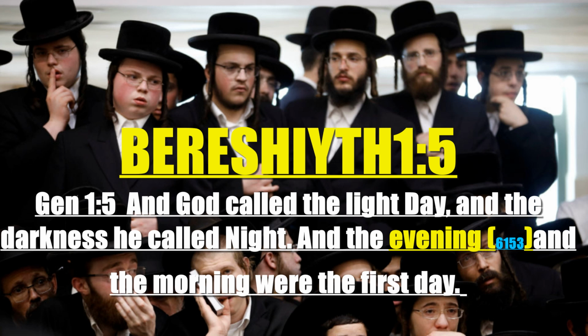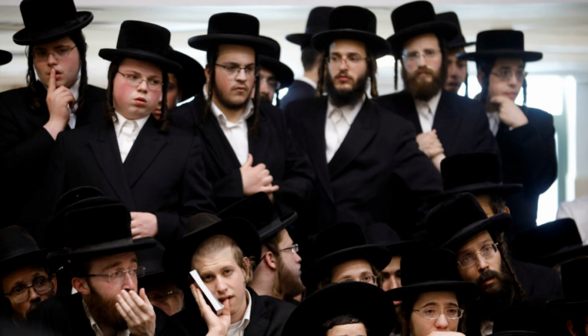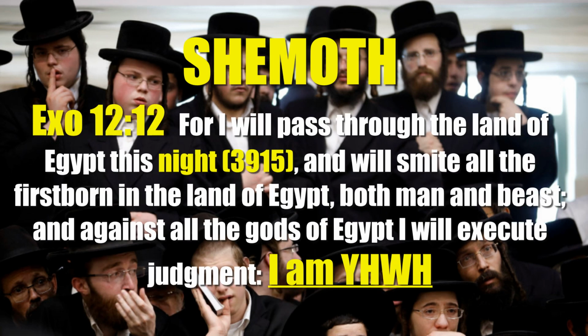Bereshit 1:5, and Yah called the light day, and the darkness he called night, and the evening and the morning was the first day. That Hebrew word right there, Strong's 6153, is erev, and it can mean dusk or night. So when you go to Exodus 12:12, for I will pass through the land of Egypt this night, and I will smite all the firstborn in the land of Egypt.